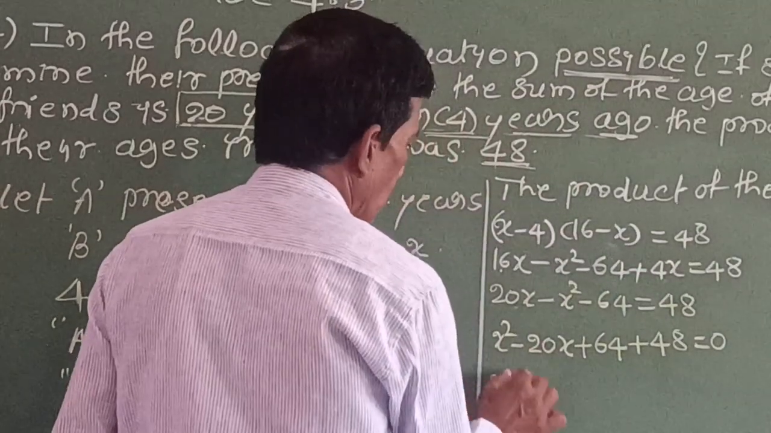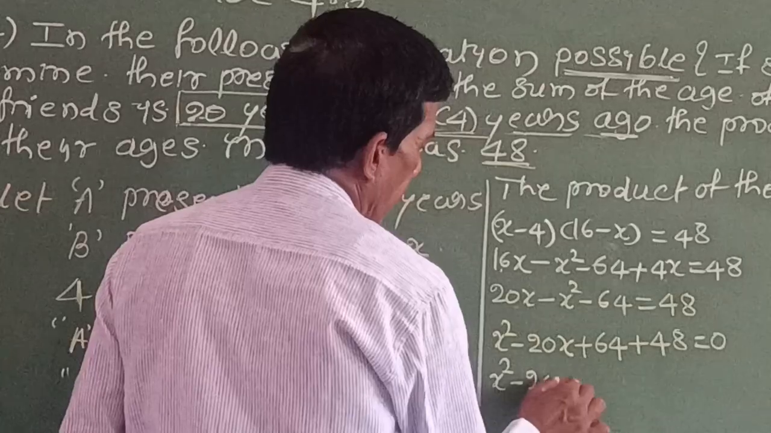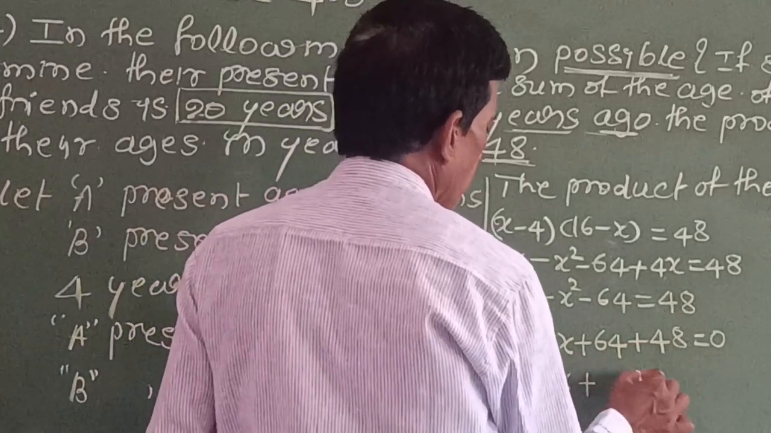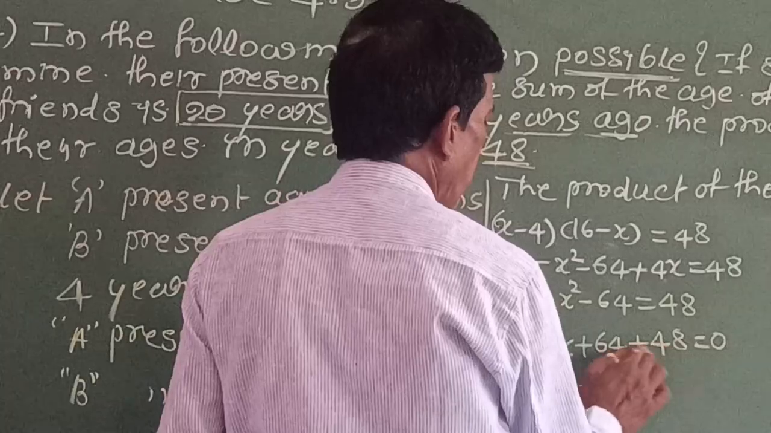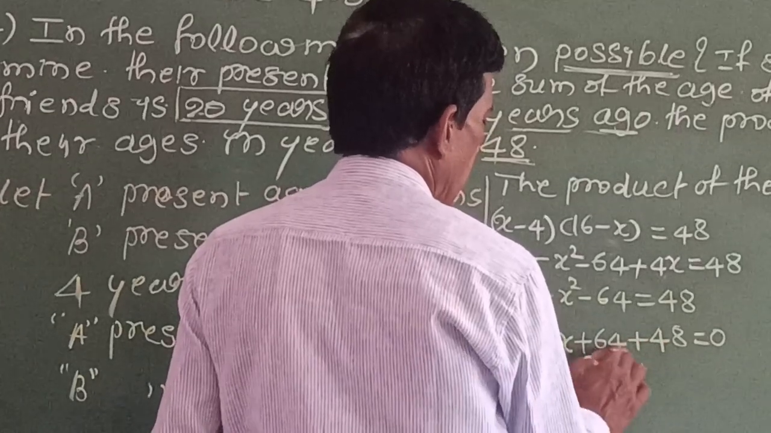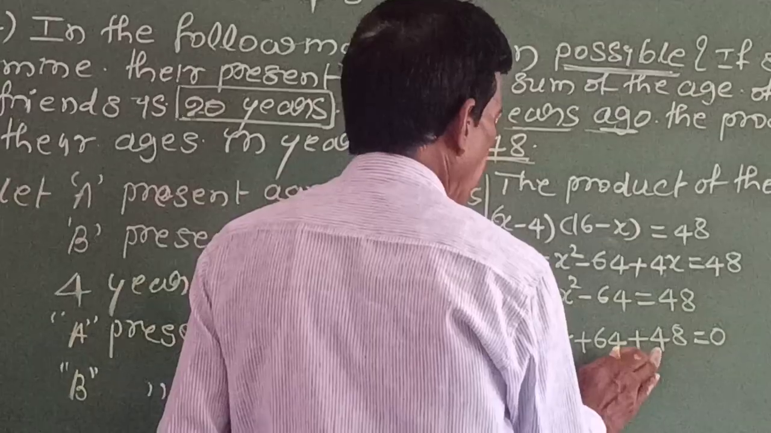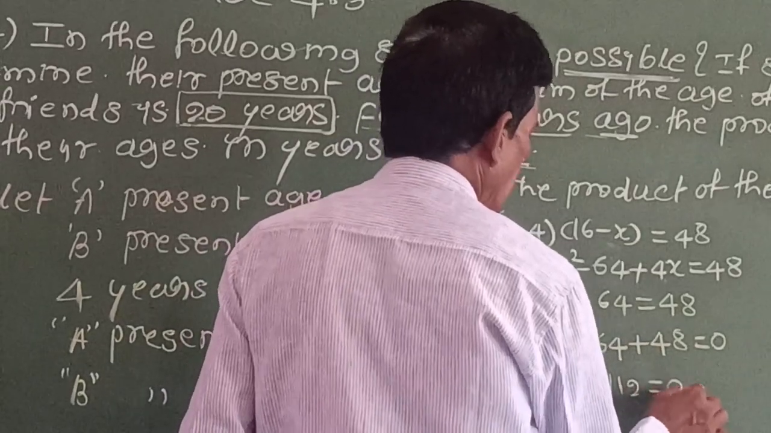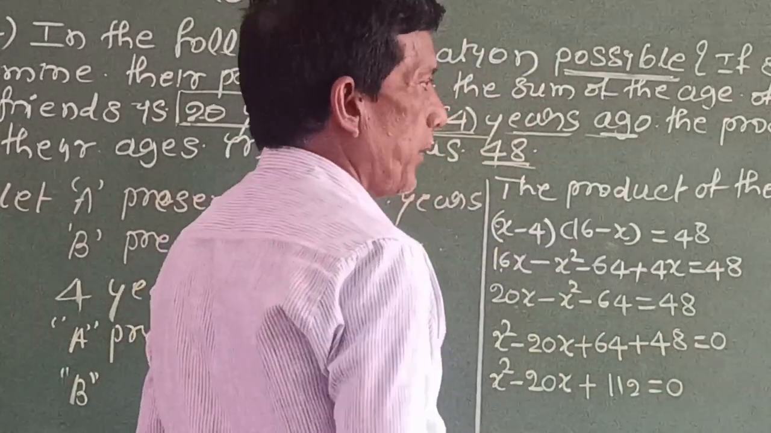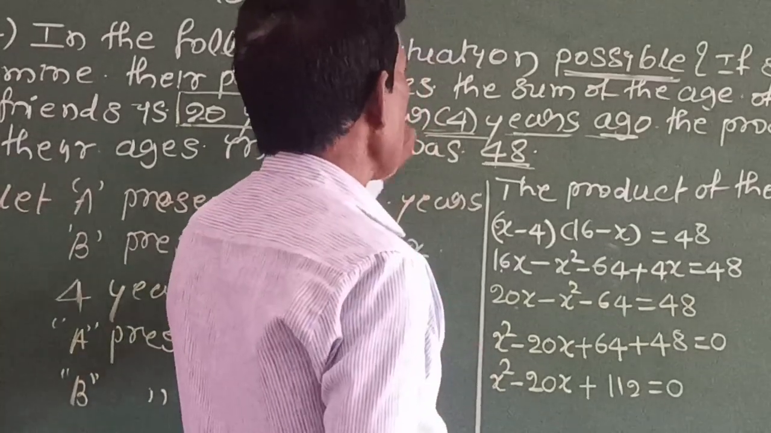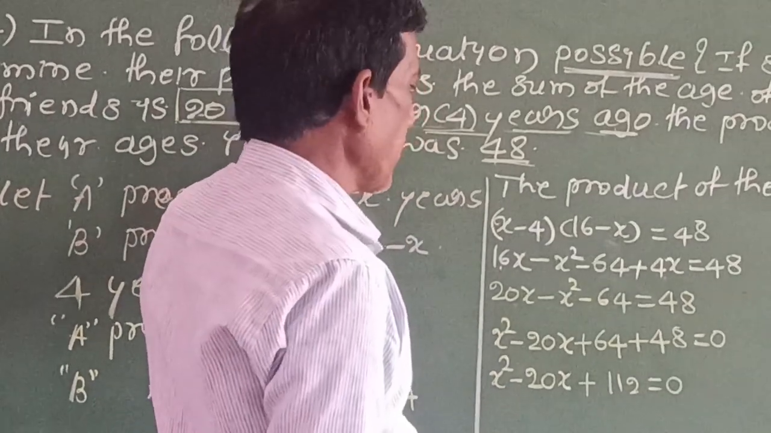X square minus 20X, 8 plus 4 is 12 carry 1, 6 plus 4 is 10 plus 1 is 11, so 112 equal to 0. That is the equation. For that equation, are the solutions possible or impossible?